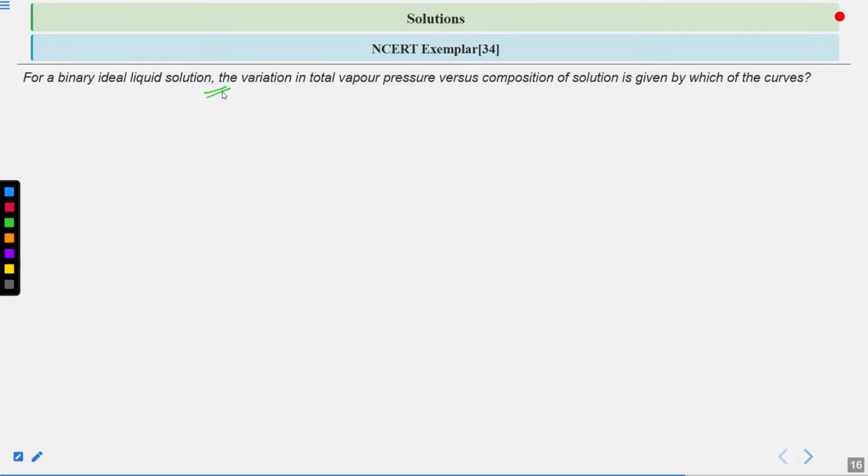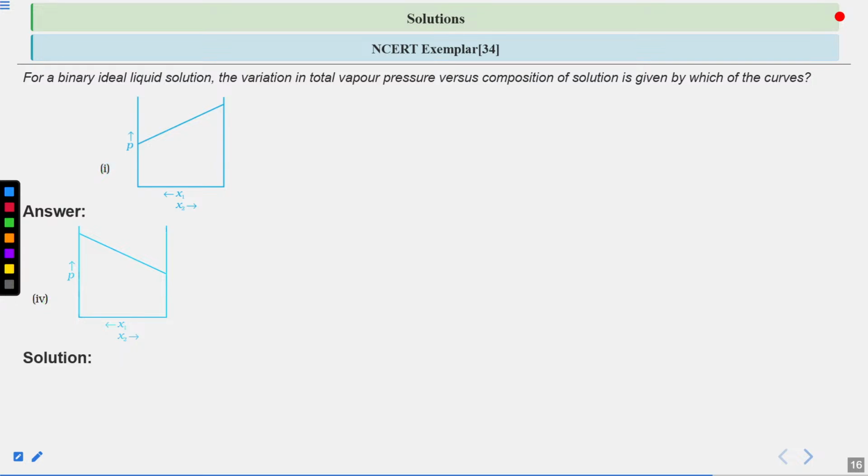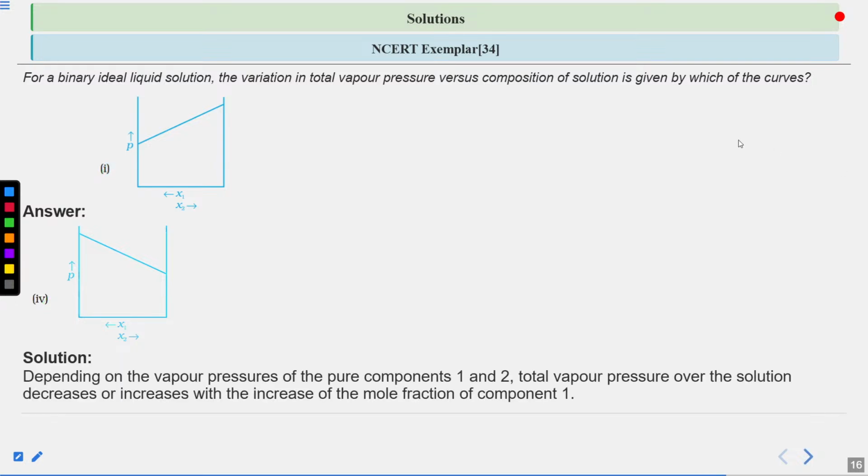So, for this given question, the correct answer is the first graph and the fourth graph. Now, how? Let's see. Depending on the vapor pressure of the pure components, first and the second. So, first of all, again, let's rewind what the vapor pressure is.